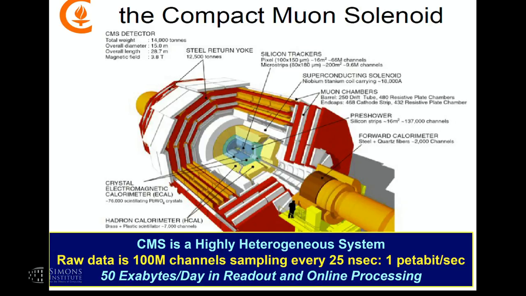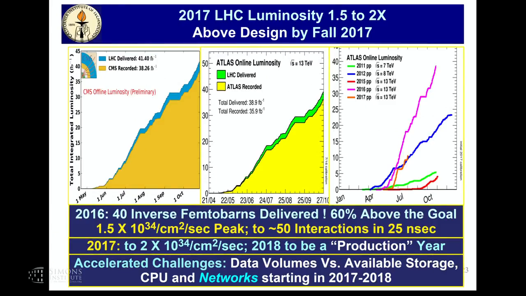And after pre-filtering with hardware and then filtering with many processors in real time, there's about 50 exabytes a day in readout and online processing flowing through this system. I already mentioned this is capturing what's happened with the luminosity. This is a record from not quite all of last year in ATLAS and CMS. This is showing about 80% of what was collected. And this is from 2016 going into 2017, I see.